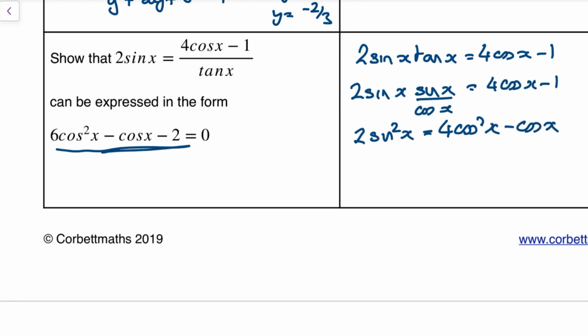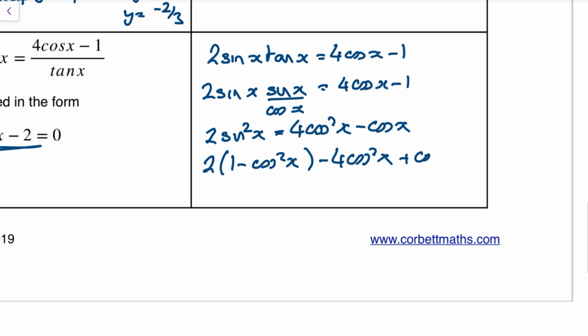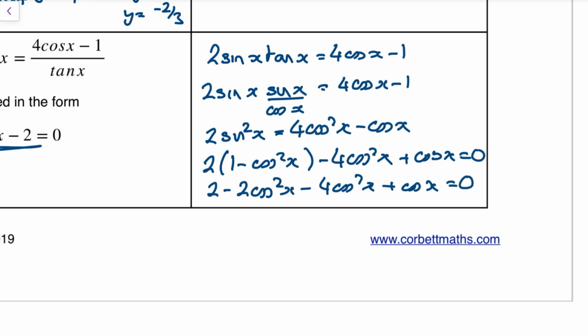Always keep in mind what I'm looking for. I can see I've got my minus cos x, and I can see where it's going to come from, but I haven't got 6 cos squared and I haven't got minus 2 yet. So now I'm going to do the switch. So 1 minus cos squared x. Move everything to the left, minus 4 cos squared x minus or plus cos x equals 0. Expand my brackets. I've done this the wrong way around, haven't I? Because I'm going to get minuses, but that's fine. So that's going to give me 2 minus 2 cos squared x minus 4 cos squared x plus cos x is equal to 0.